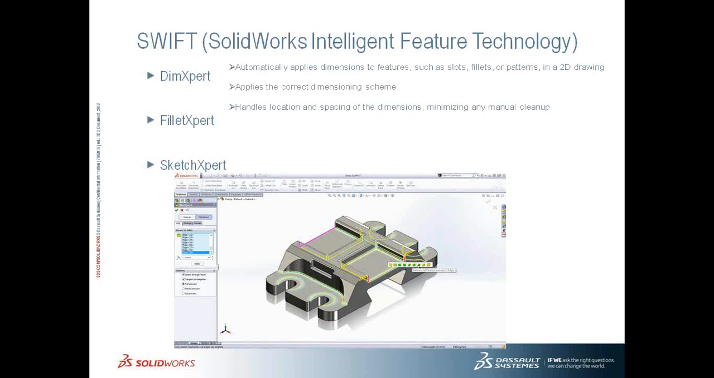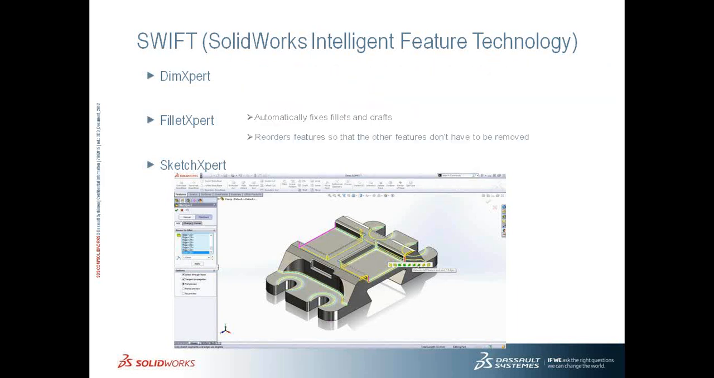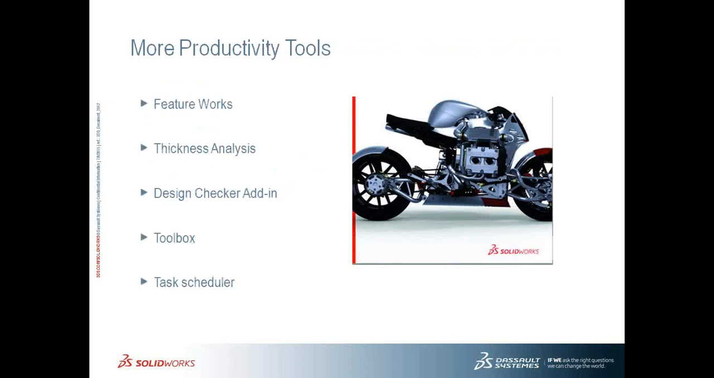Dimension expert automatically applies dimensions to features such as slots, fillets, or patterns in a 2D drawing. It also applies the correct dimensioning scheme and handles the location and spacing of the dimensions, and it reduces an immense amount of time. Fillet expert automatically fixes the fillets and drafts, reorders features so that other features do not have to be removed or disturbed. Inside sketch expert, you can automatically resolve dimensional conflicts in the design. Also, you can fix the over dimensioning of the model.